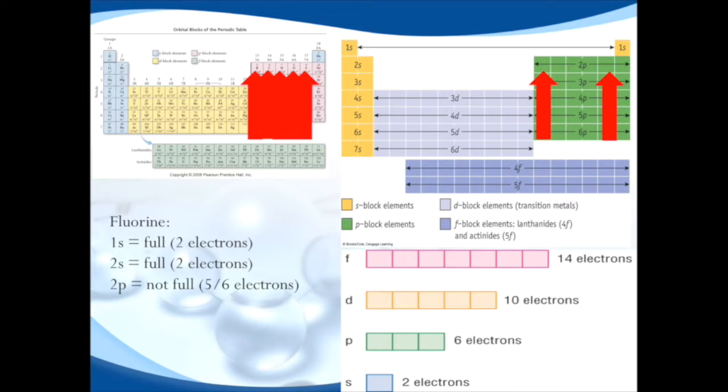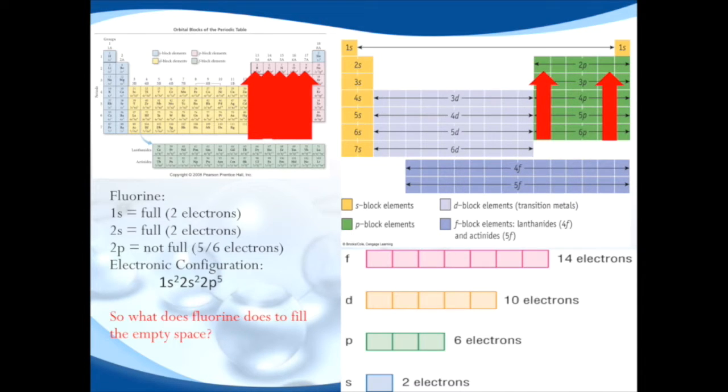So because it has 5, now we can write the electronic configuration for this atom, which looks like this: 1s2, 2s2, 2p5. Now, because in 2p 6 electrons can be located, however, fluorine has 5, the question is, what does fluorine do to fill that empty space? Well, that's where chemical bonds take a role.